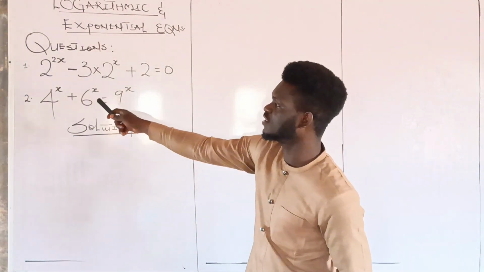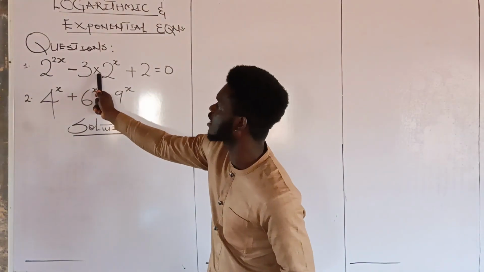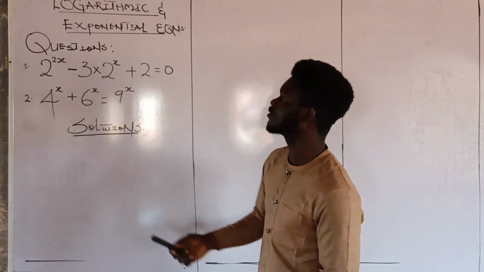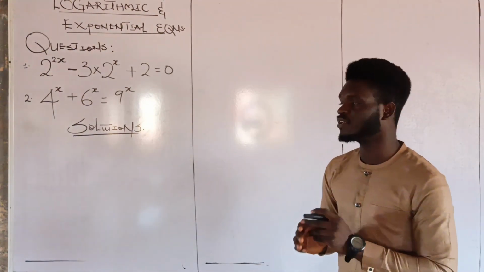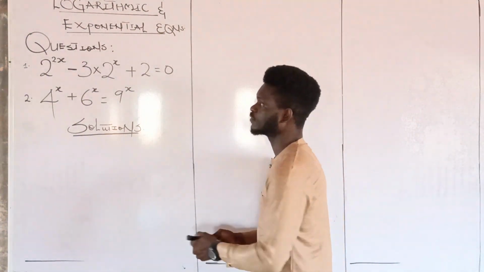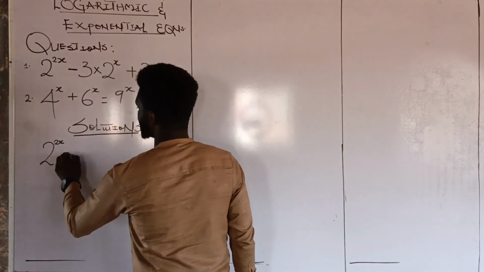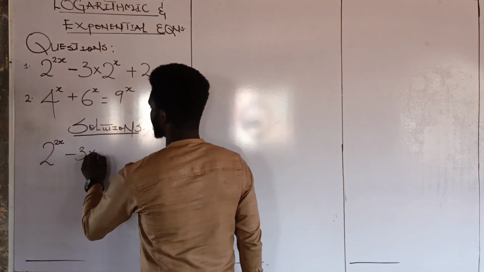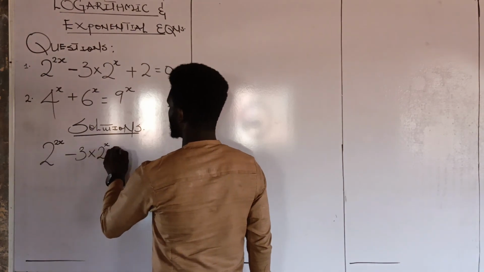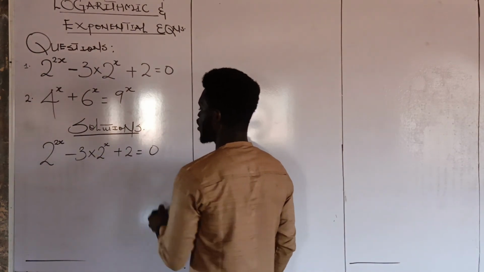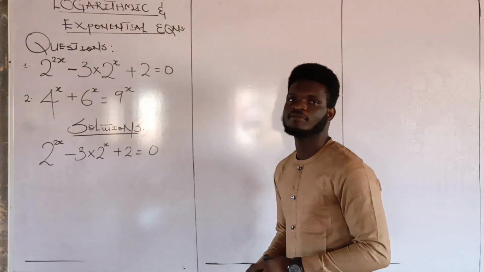Now this question we are having here: 2 raised to the power of 2x minus 3 times 2 to the power of x plus 2 equals 0. What are we going to do in this question? Quickly we dive into solving it. Let's first write the question. We have 2 raised to the power of 2x minus 3 times 2 raised to the power of x plus 2 equals 0. Now what we're going to do here is the method of substitution.